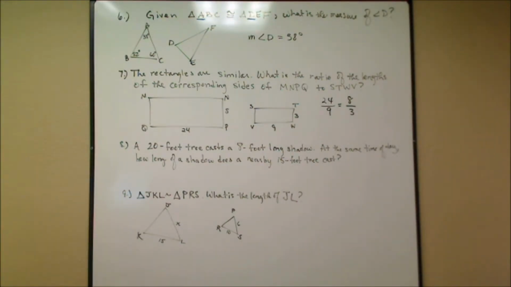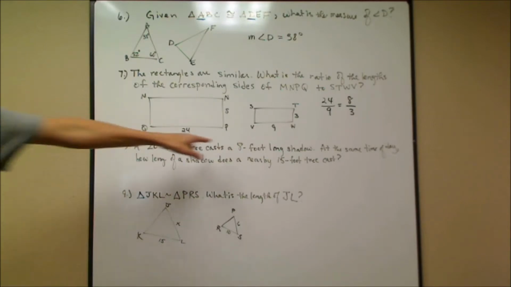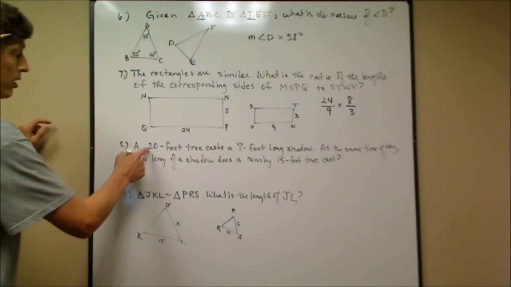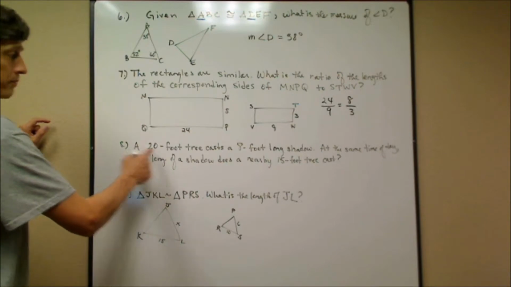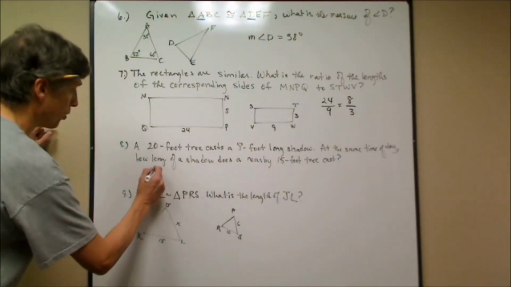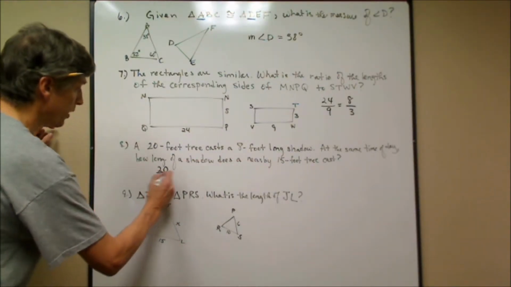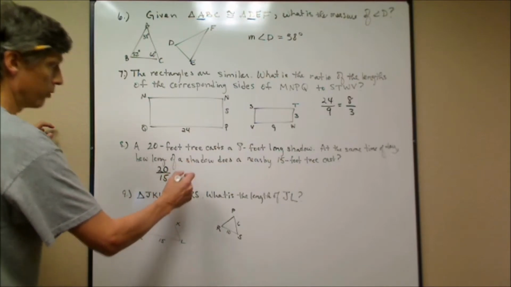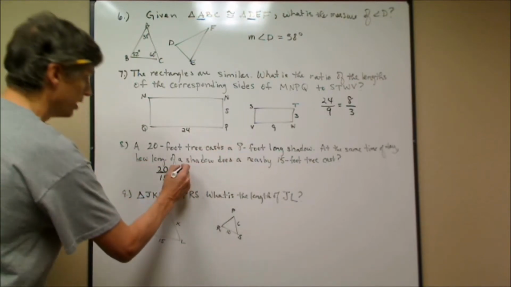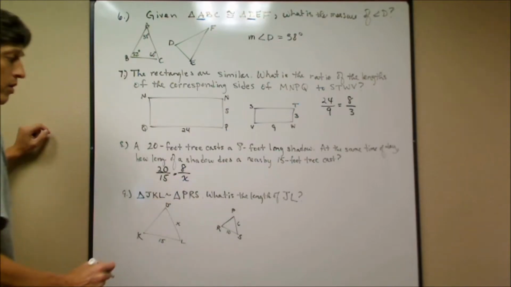Next one up, a 20-foot tree casts an 8-foot long shadow at the same time of day, so that the shadow is proportional and such. How long of a shadow does a nearby 15-foot tree cast? Well, it's a shorter tree, so it should be less than 8 feet. Let's see. I'm going to go the height of the tree to the height of the other tree. I'm going to go 20, big to little. 20 is to 15. Now I'm going to go shadow to shadow here. The length of the shadow is 8. The length of the other shadow, we don't know. I'm going to call that x.